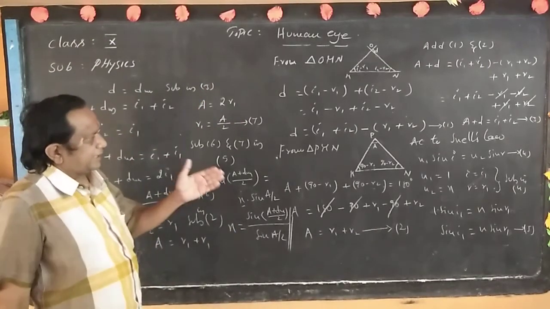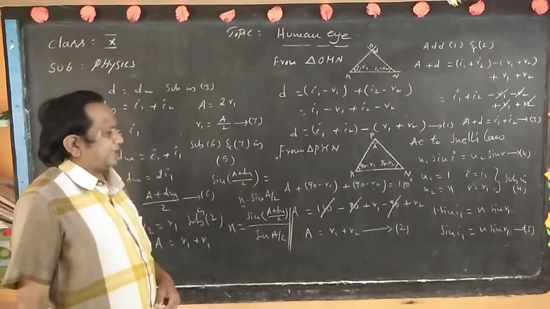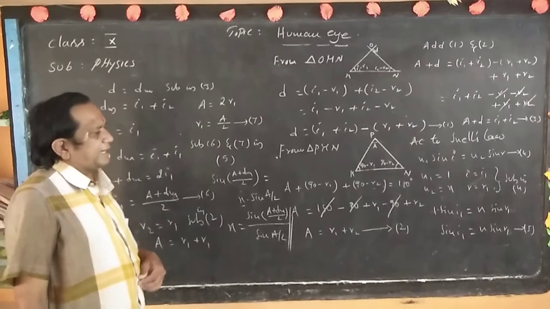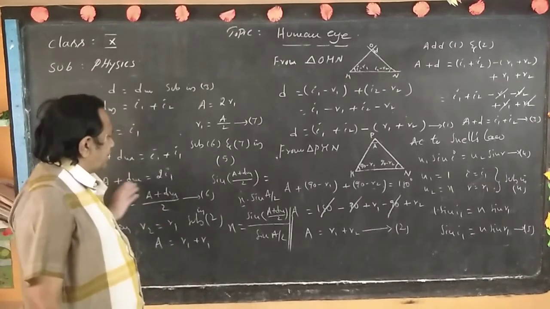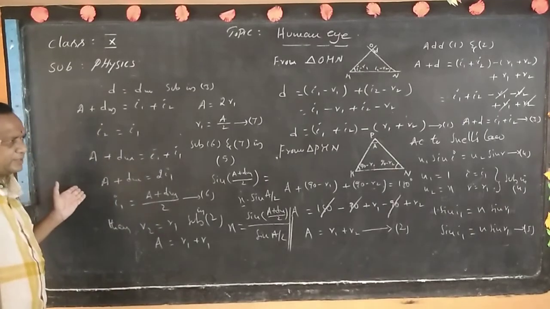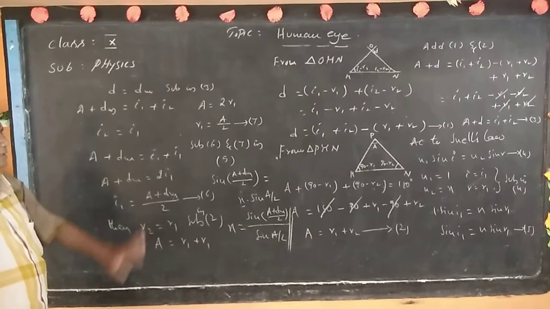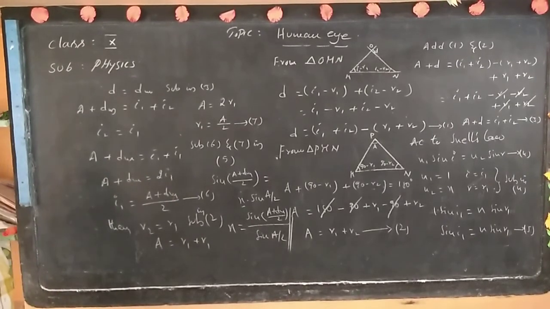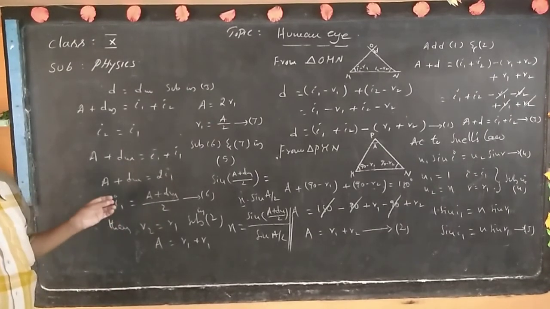Then the A and D values are considered in the Snell's law equation. What is Snell's law? N1 sine I is equal to N2 sine R. In that equation we consider the I1 and R1 values, and we get the refractive index of the prism as n is equal to sin of A plus dm by 2 by sin A by 2. Okay, this is about this derivation.